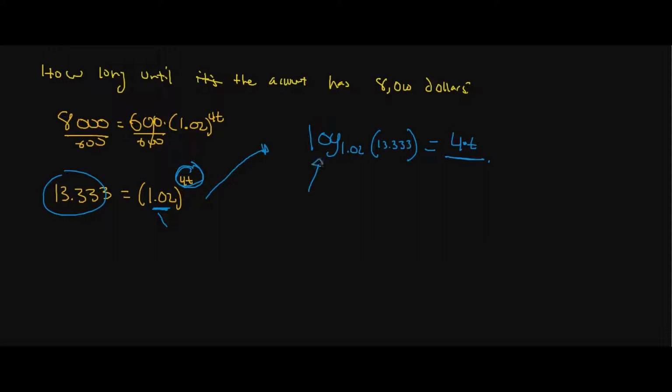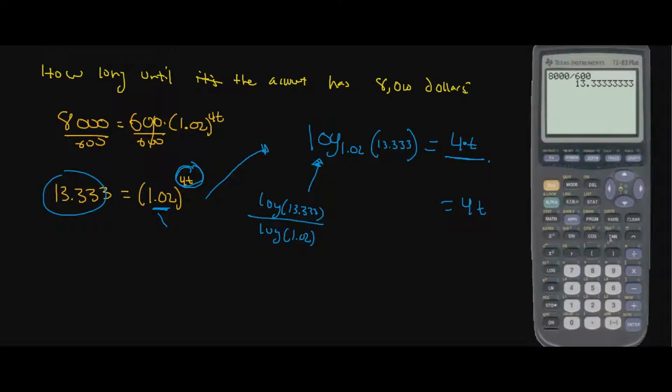Let's use our little change of base formula, the trick I showed you, to solve this. This is log of 13.333 divided by log of 1.02. Let's figure out what that is. Let's grab our handy dandy calculator and do log of 13.333 divided by log of 1.02. I forgot the 02. So yeah, you could probably hear me clicking it hard. This laptop's not very good.